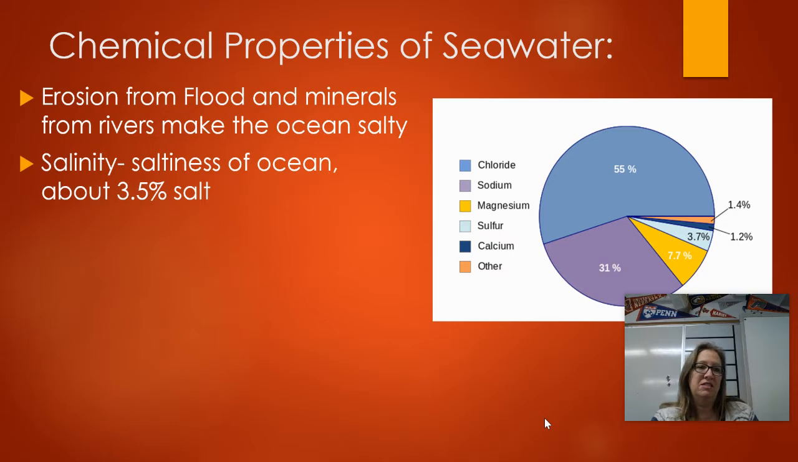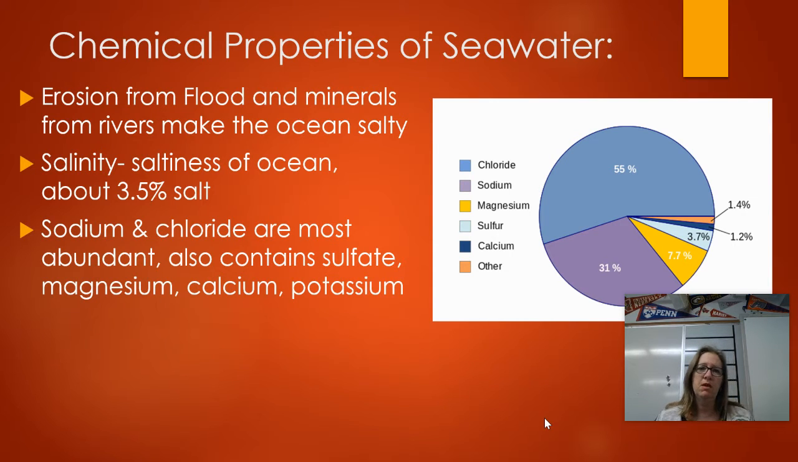So the ocean is about 3.5% salt, and that can change as the water evaporates. It gets more concentrated, so it's a higher concentration. As more rivers are dumping fresh water in, it gets less salty, less concentrated. But on average, the oceans are about 3.5% salt.